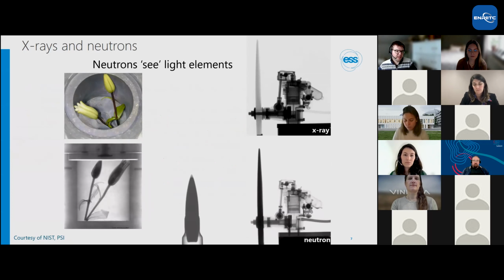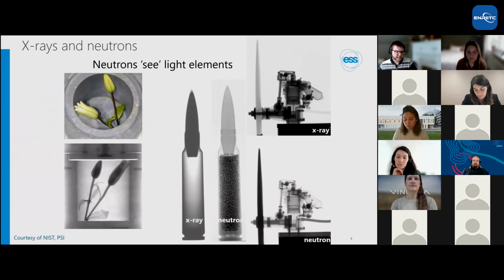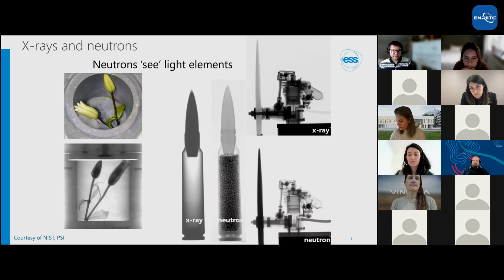If you look now at the radiographs here, there's actually a model engine on the right side and then also a rifle bullet. You can see how the combination of neutrons and X-rays can actually give a full picture of the same components, and neutrons see through the heavier metallic elements, but then are attenuated by the lighter elements. These examples here on the macroscopic scale highlight already the unique opportunities that neutrons offer for us.